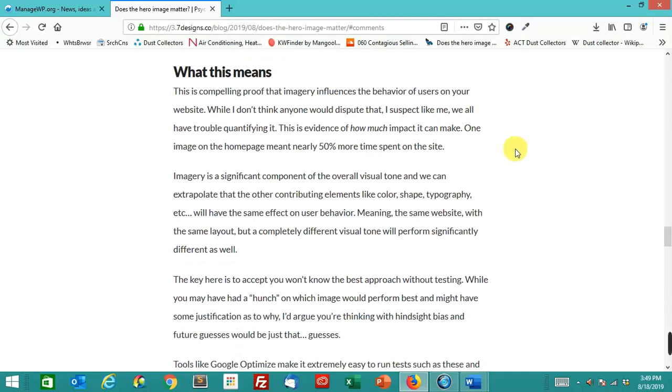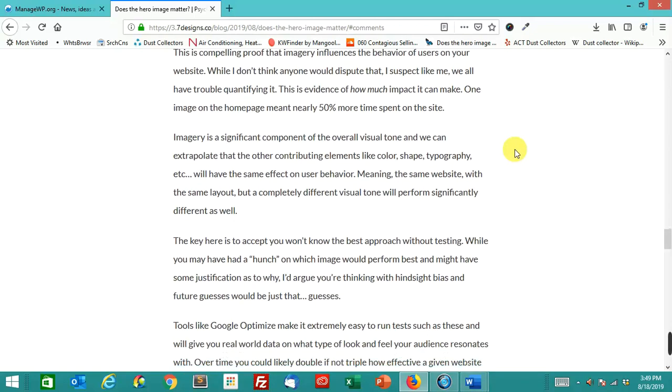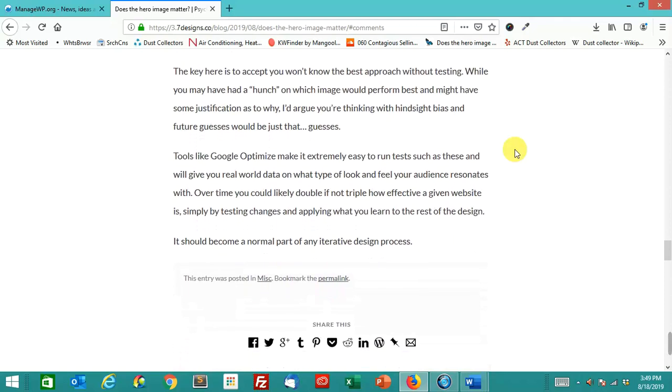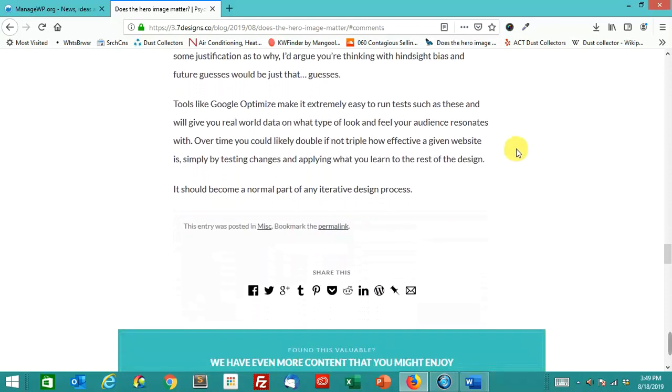So this means that imagery can make a difference in how people behave on your site. I just thought it was very interesting what they used. I think they said tools like Google Optimize make it extremely easy to run tests such as these.